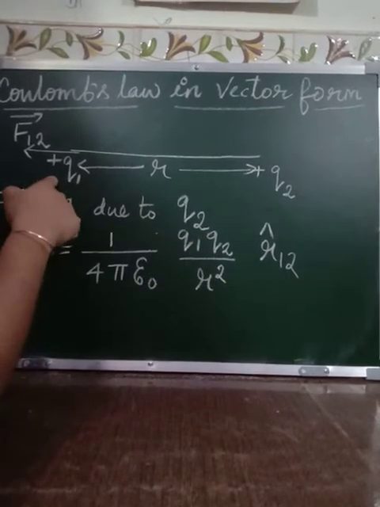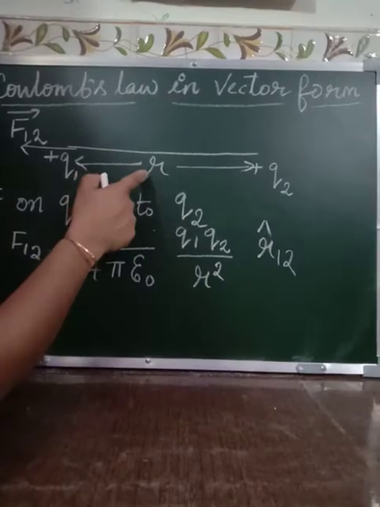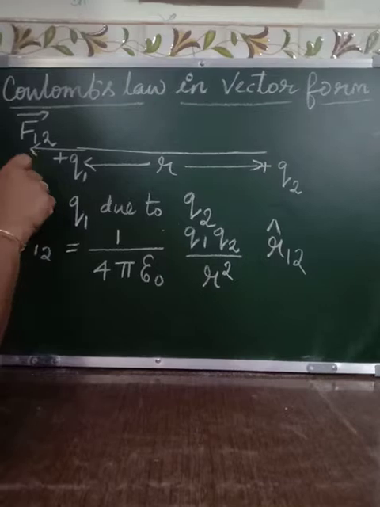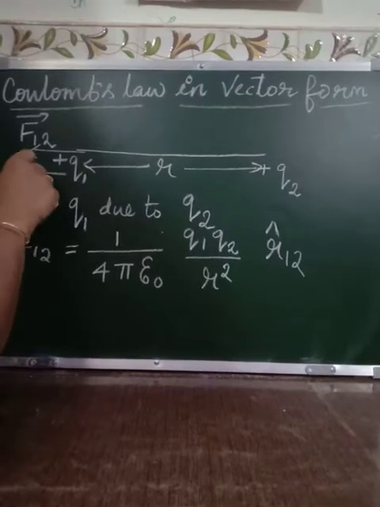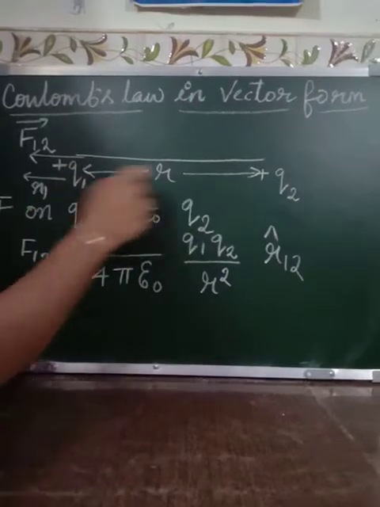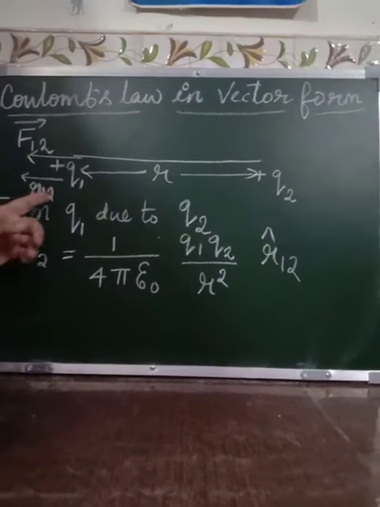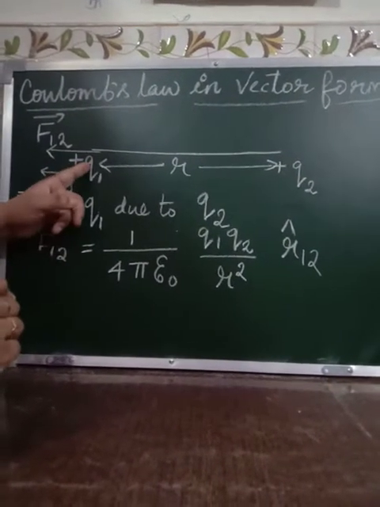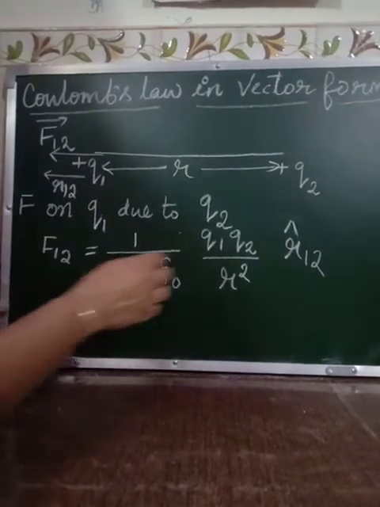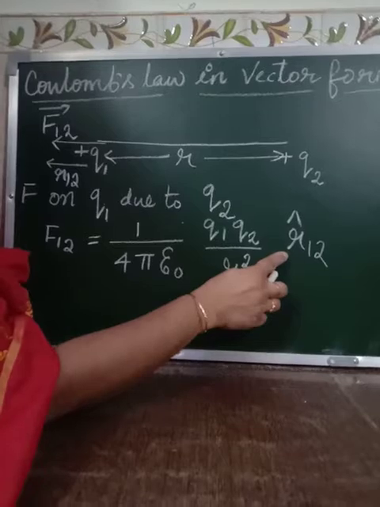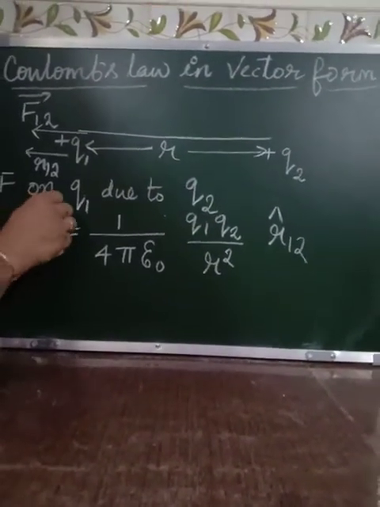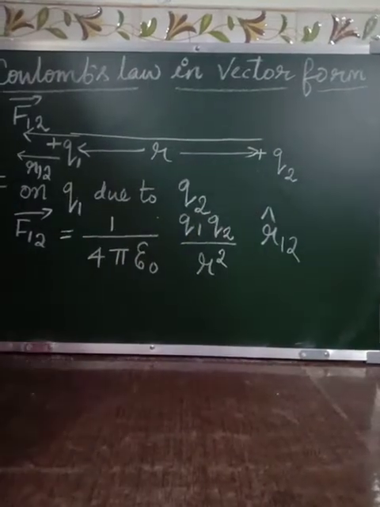Here we can see that Q1 is at a distance of R from Q2. So the position of Q1 from second charge Q2, that is R12. The position of Q1 from Q2, that is R12. So we can express this equation as unit vector R12. Vector notation is must on both sides.